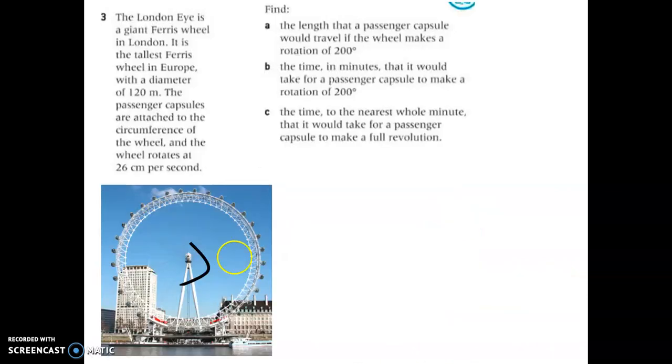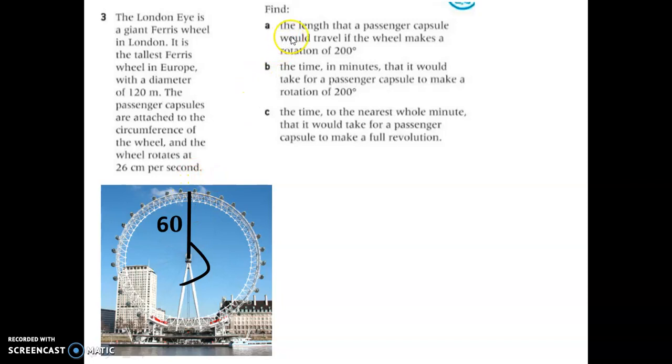Next problem. We have the London Eye, the Ferris wheel in London, and we are given that it has a diameter of 120, so I'm going to put that in there. If the diameter is 120 meters, then the radius must be 60. It says the passenger capsules, those little capsules there, are attached to the circumference. That makes sense. And the wheel rotates 26 centimeters per second. So imagine it turning 26 centimeters per second.